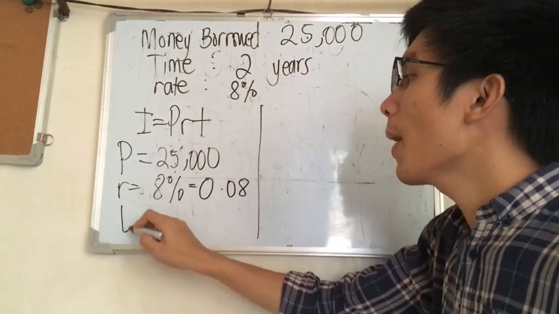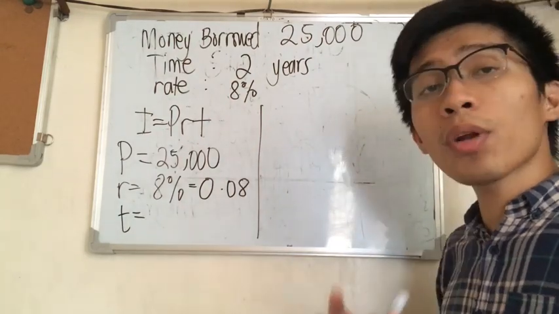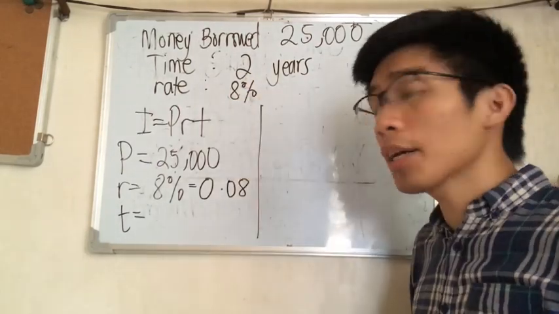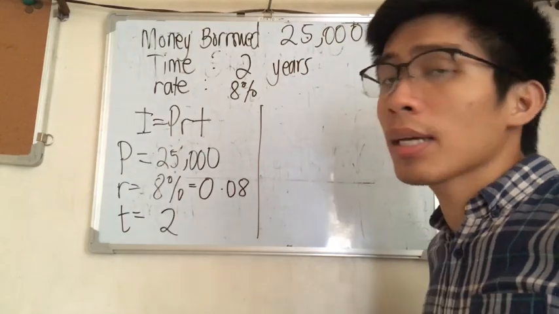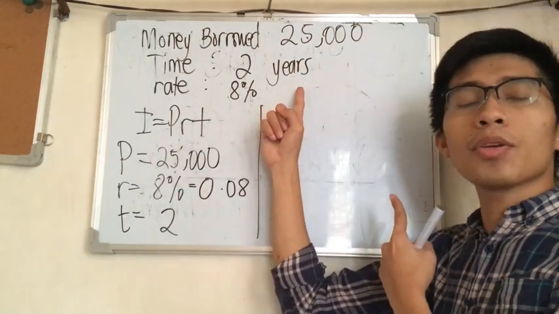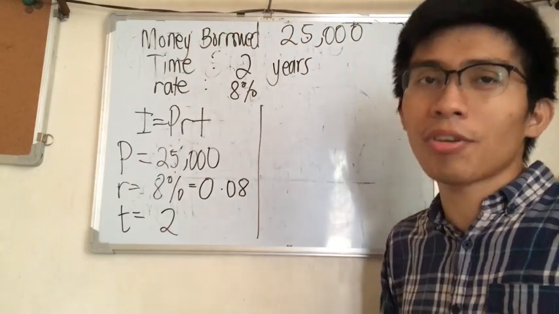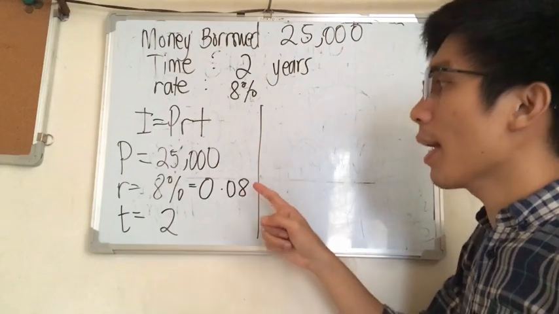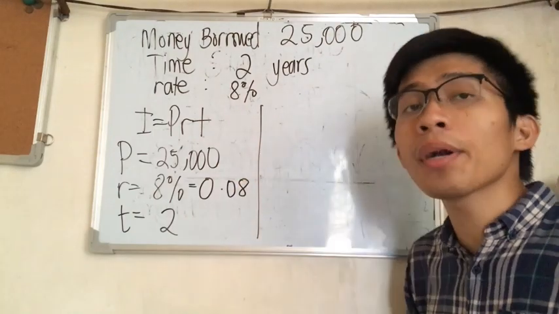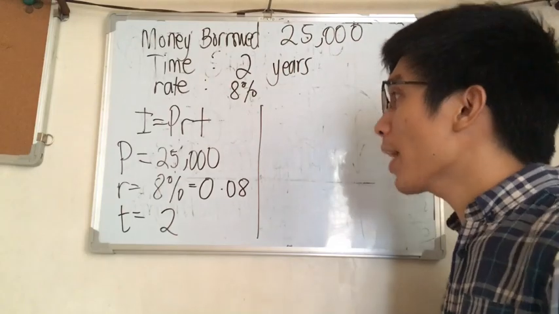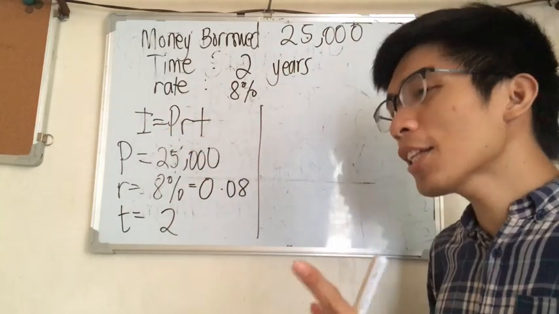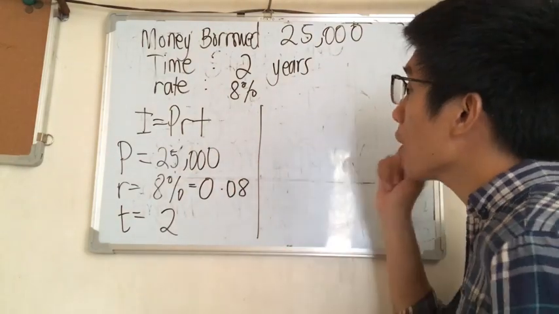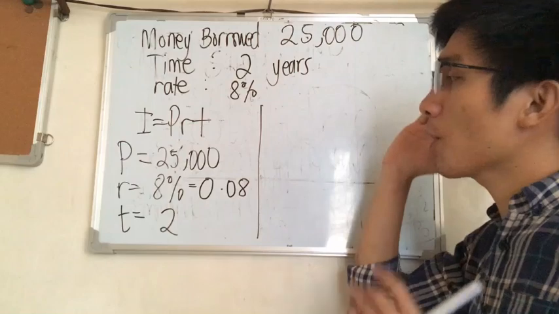Okay, so let's identify my T. How long do I need to pay the money? I have to pay within 2 years. Therefore, my time here is 2 years. Take note, the unit of my time is years, so there's no need to convert anything. So I already have P, R, and T. Therefore, I am ready to find my interest amount. After you identify all the elements needed in solving your interest amount, you can now proceed.